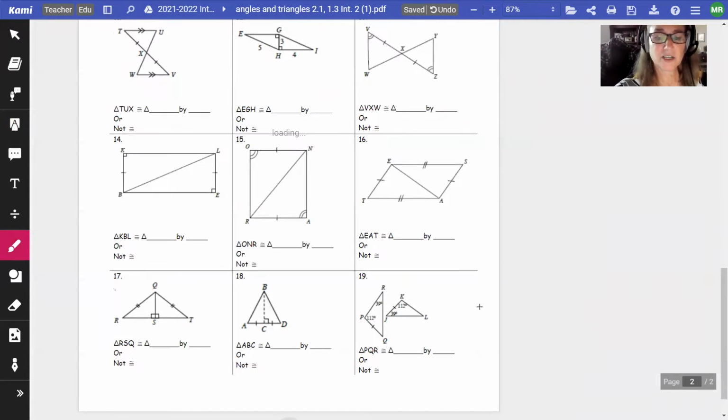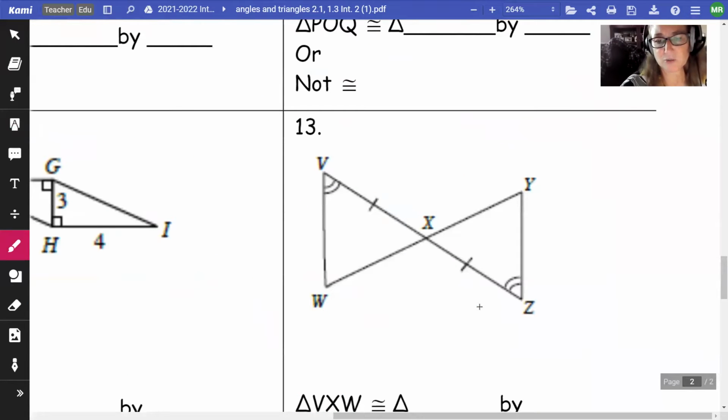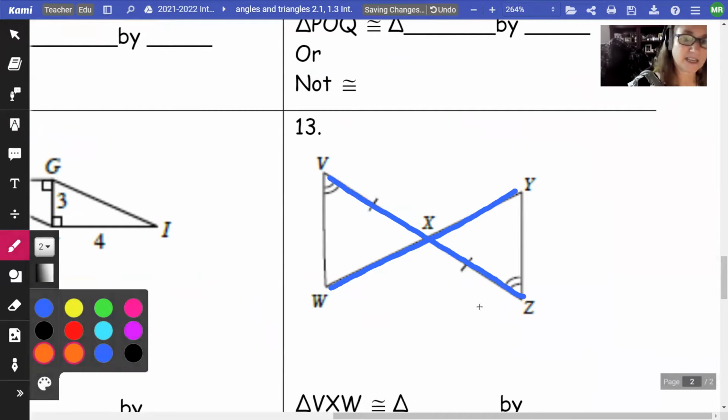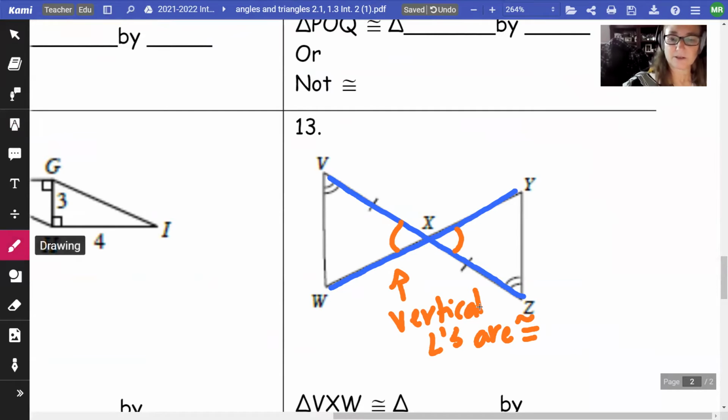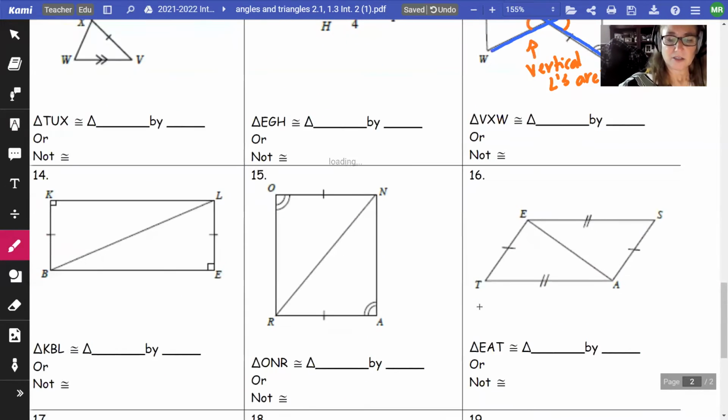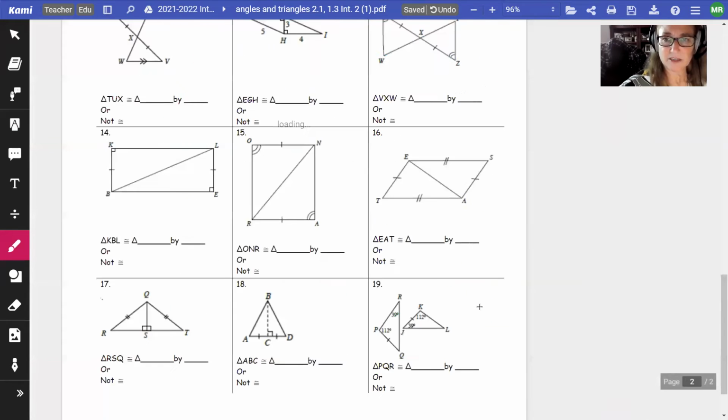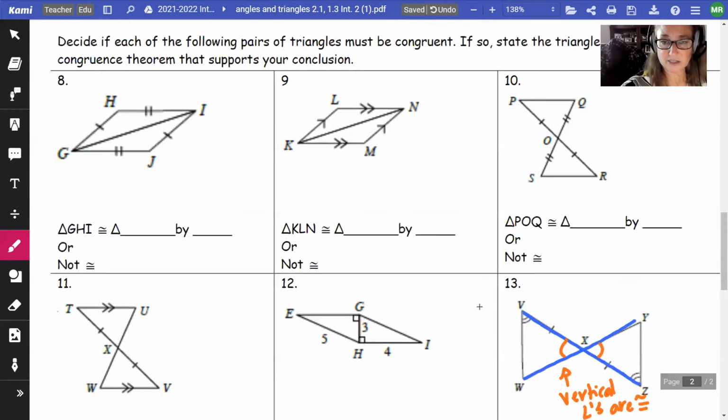Just looking to see just a couple other ideas. This isn't asking us to find x, but when we have a situation like this, where basically we have 2 intersecting lines, the opposite angles are going to be congruent. So these are called vertical angles, and vertical angles are congruent. So that's just some of the facts that I can just kind of think of off the top of my head.